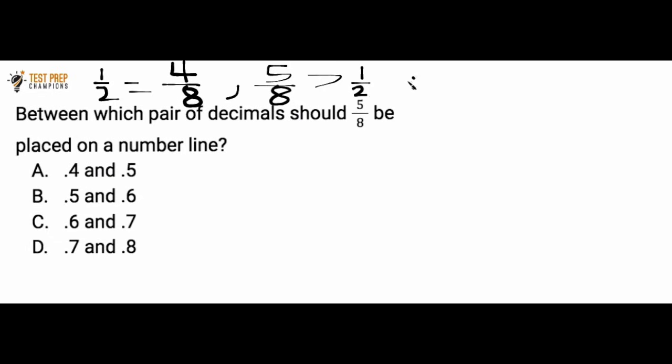And why does this matter? Well, it matters because half as a fraction is equal to 0.5 as a decimal. All right. So again, all I did here is I looked at 5 over 8 and I thought about the fact that if it was 4 over 8, it would be equal to half, but it's 5 over 8, so I know that this fraction is going to be greater than 0.5. All right, 5 over 8 is greater than half. Half is equal to 0.5. So this lets me take answer choice A out of the question here.